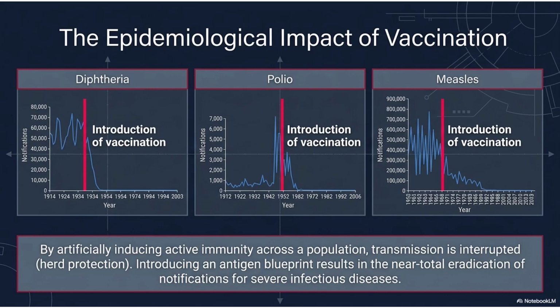This is the endpoint of active immunity. By artificially inducing memory across a whole community, we've driven some of history's deadliest diseases to the brink of eradication.